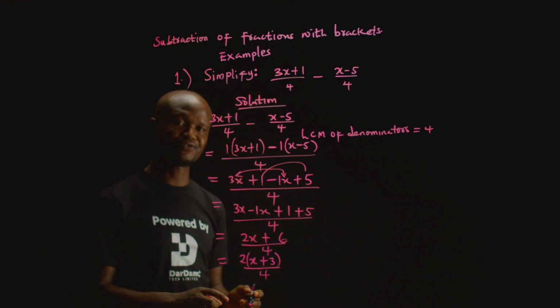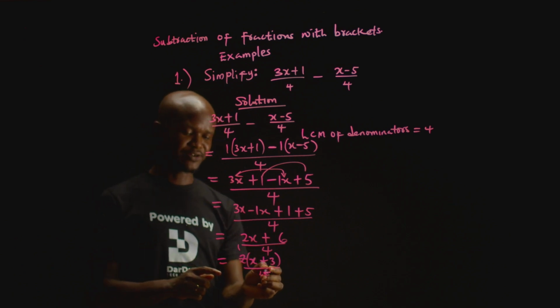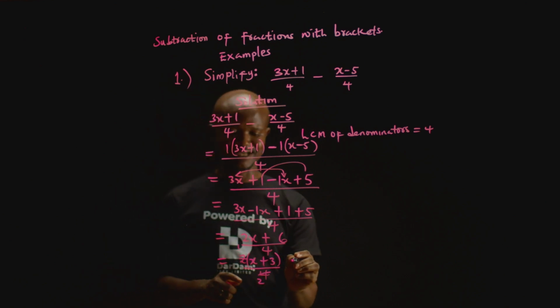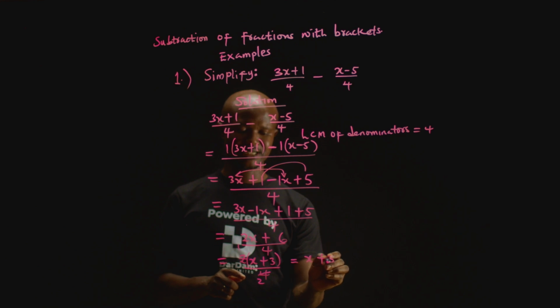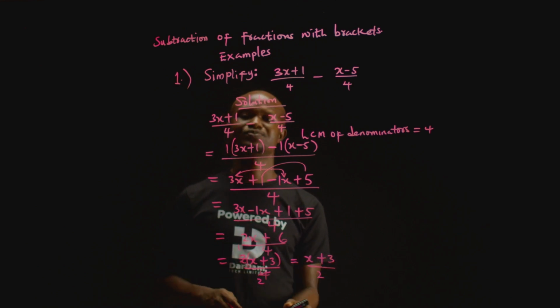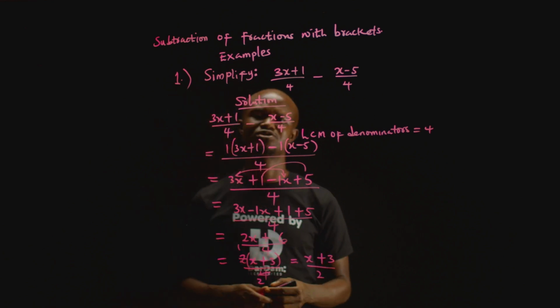Now, let's simplify. 2 here, 1. 4 divided by 2, what are you going to have? 2. So in this case, the answer equals what? (x + 3) divided by 2. And this is a single fraction. That is the solution to the problem.